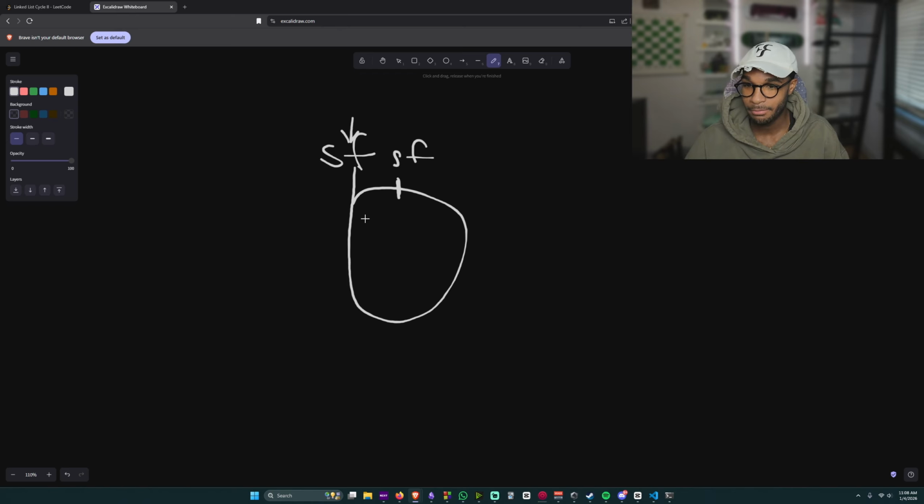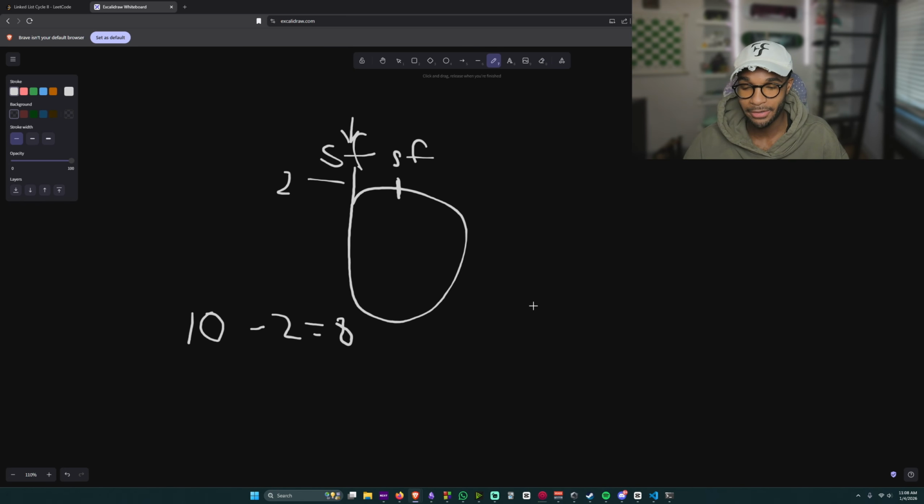And why is that? Let's say the length of the cycle is some arbitrary number, 10, and the distance from the start of the linked list to the start of the cycle, let's say that's 2. So this would be 2, and the length of this entire cycle is 10. So we do 10 minus 2, which is 8. So around 8 positions into the cycle, they would have met each other, right?